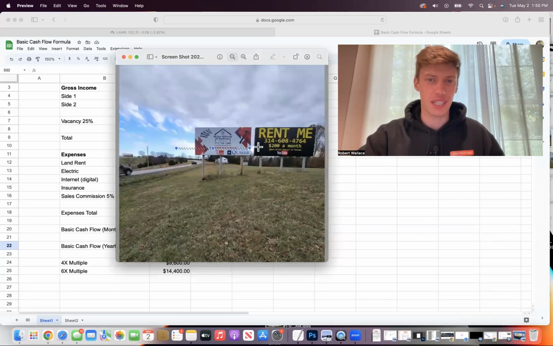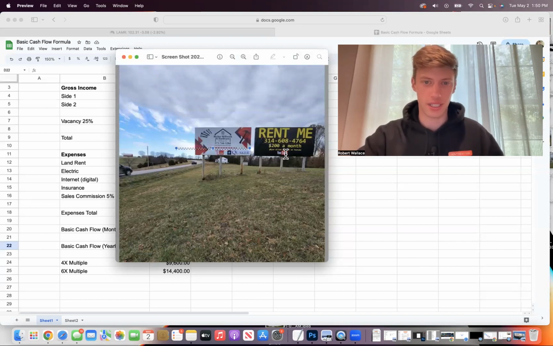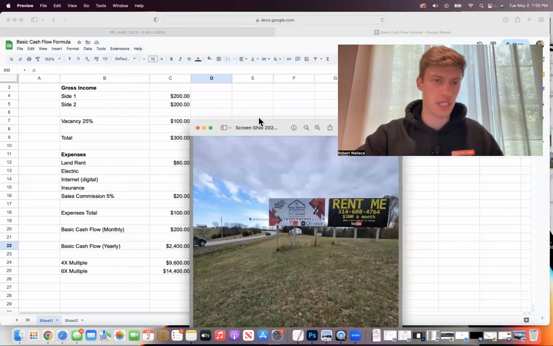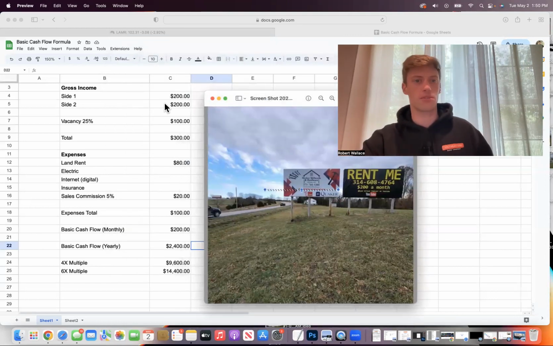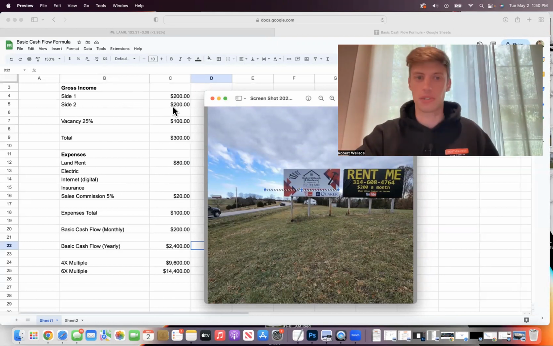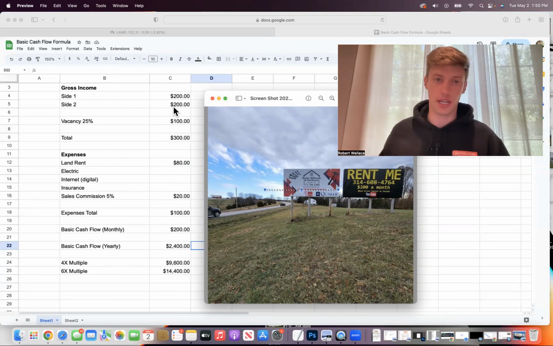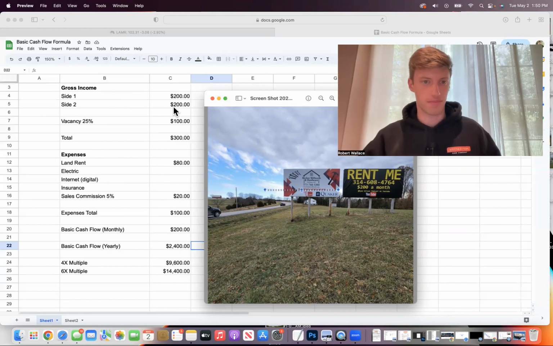So let's say he's renting each side for $200 a month. He's got, hopefully, the other side rented. This side right here is not currently rented, and technically this is two separate billboards, but for this example, we're just going to use one of these. So he's bringing in $200 per month on side one right here. Side two, he's bringing in another $200 a month. So his gross revenue, if he was completely sold out, is $400 per month.